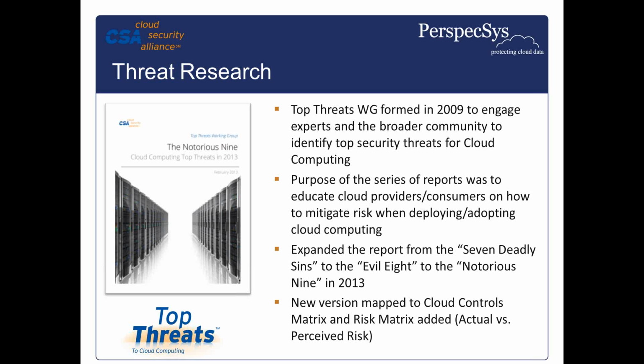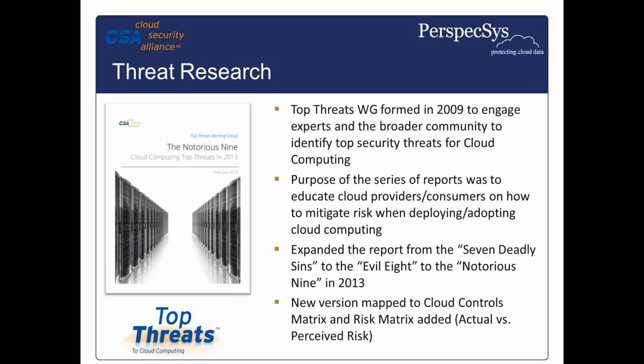One of the working groups that we have is the Threat Research Working Group. We formed this working group in 2009 to look at the emerging threats to cloud computing and also the threats which are preventing people from moving into the cloud, threats that they couldn't mitigate the risk from. We initially released a report called the 7 Deadly Sins. We then released additional reports focusing on big data and mobile computing.